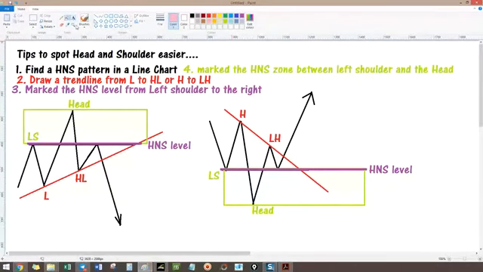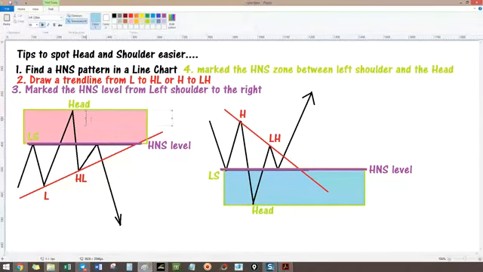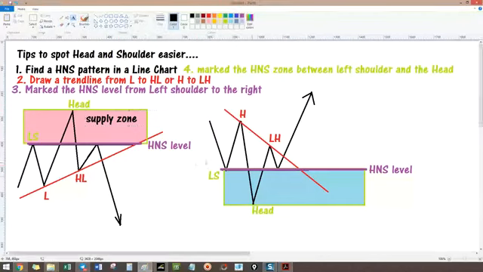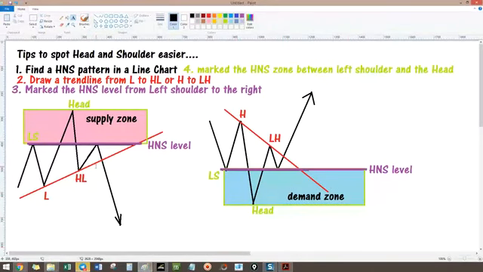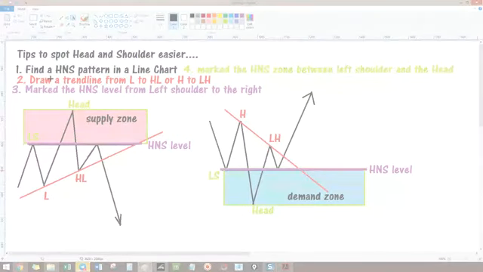And for supply is pink color or any color you want, and for demand will be blue color, right? Supply zone, demand zone. Okay, right. We have this one. I will also send this in the Facebook group.